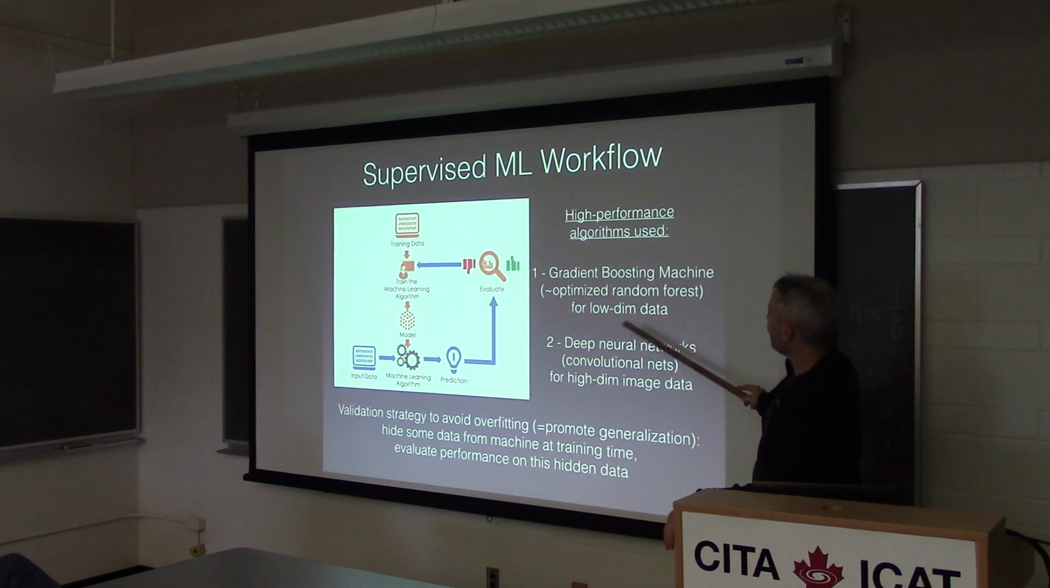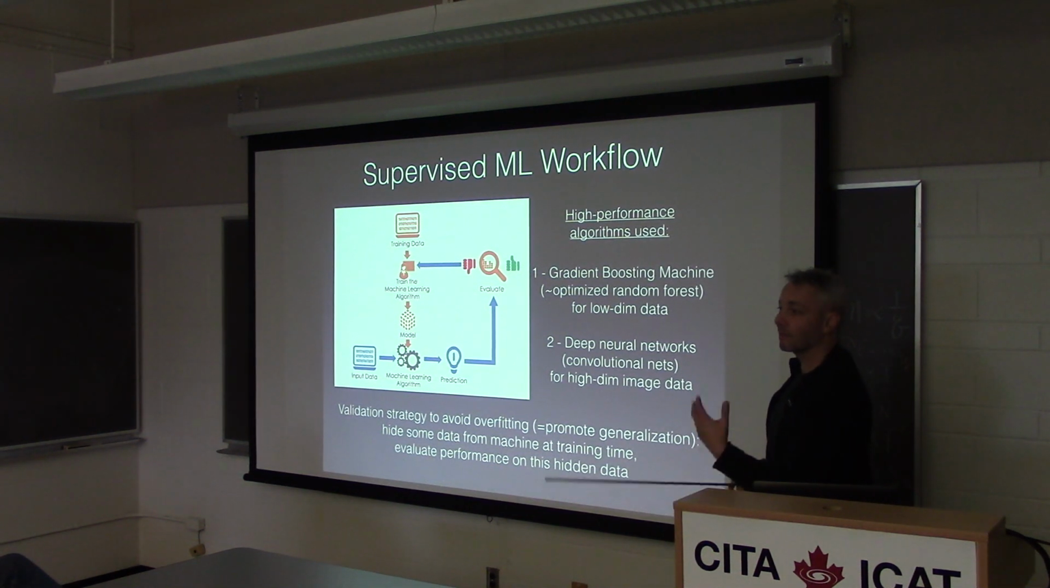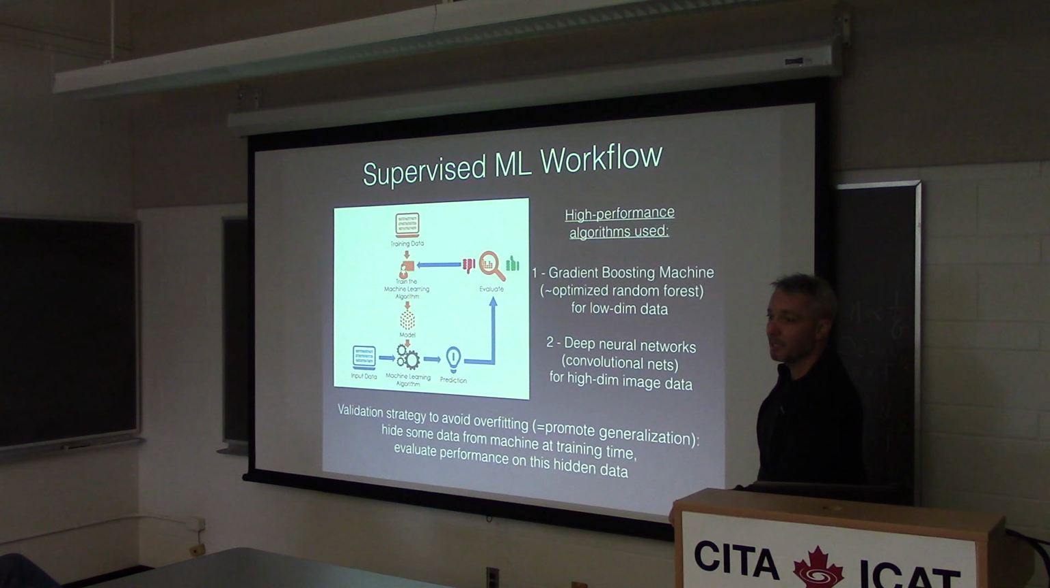And then dealing with high dimensional image data, which is of course of interest to us astronomers. We have a lot of images. Basically, it's the use of deep neural networks, and specifically a type of them that's called convolutional networks, convnets. And I'll try to explain to you how they work a little bit.